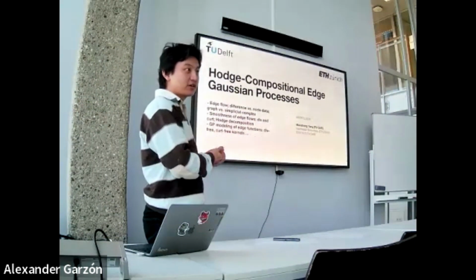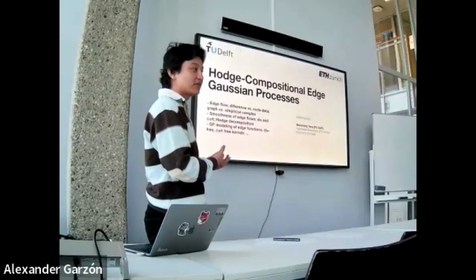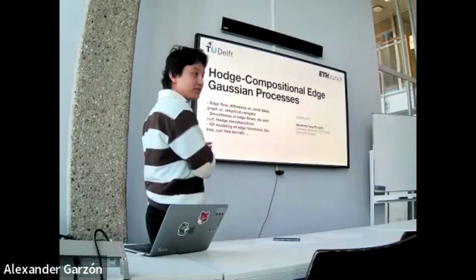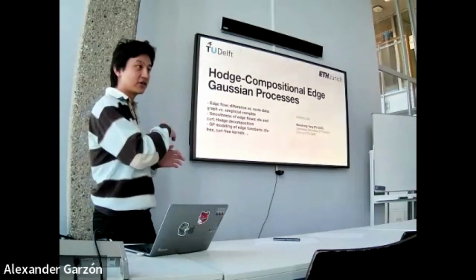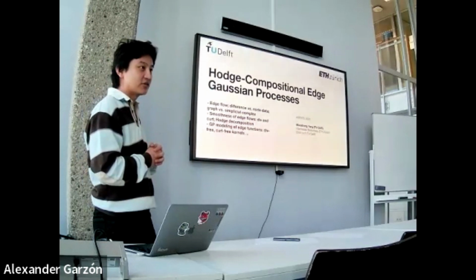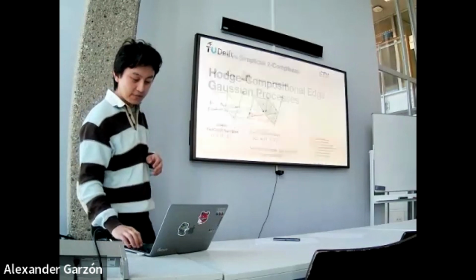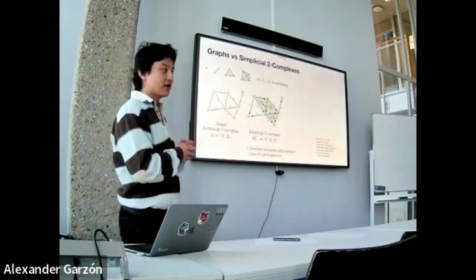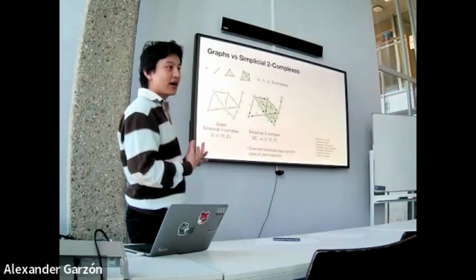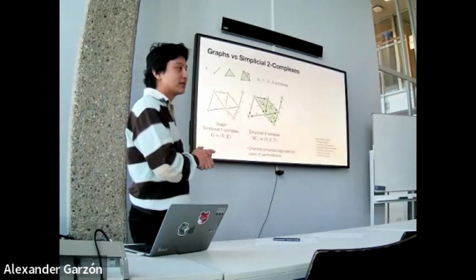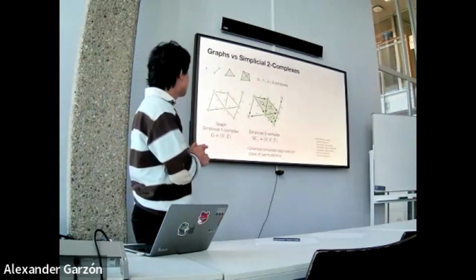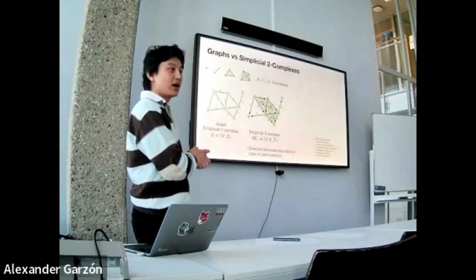Earlier we saw there are scalar features and vector features. This will be particularly about vector features on edges, and we will enforce something called Hodge decomposition into it. Starting from graphs, when you deal with functions on nodes, you often start from graphs consisting of nodes and edges. This is in fact a simplicial one complex.